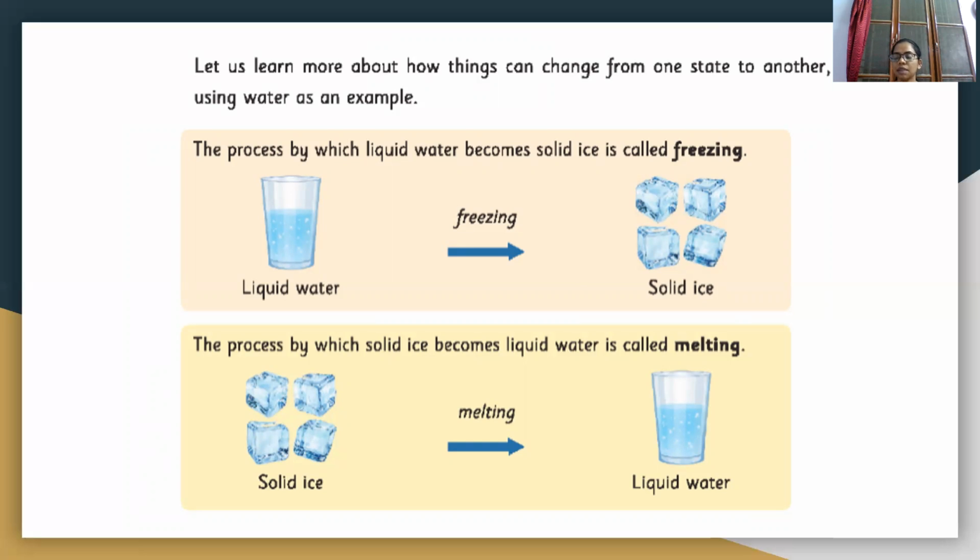The melting is nothing but, I can give a simple example. You just take the ice cube from the freezer, that is the refrigerator, and just keep it outside. After some time, that solid ice cube starts melting and is converted into a liquid. So this process is called melting. The process by which solid becomes liquid, that is solid is nothing but ice, and the liquid is water, is called melting.